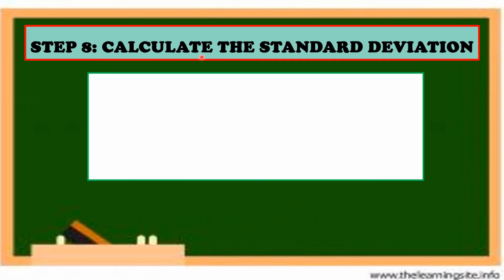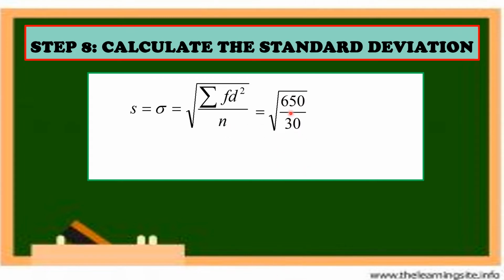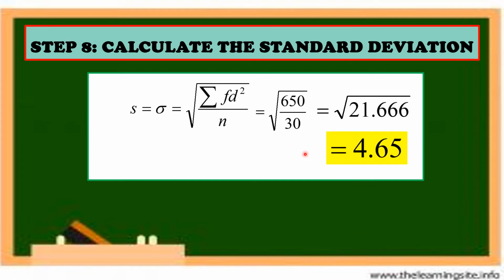Step number 8, calculate the standard deviation. So we have our formula, the square root of summation of fd squared over n. Summation of fd squared is 650 and n is 30. So we will divide 650 by 30. That is 21.666. Then we extract the square root and round the result to the nearest hundredths. The answer is 4.65.